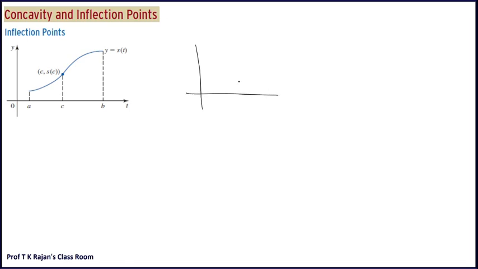Similarly, if you take another type of curve like this, there is a point here, say C. The curve changes its concavity, that is concave downward to concave upward. This type of points where the curve changes its concavity is called point of inflection.